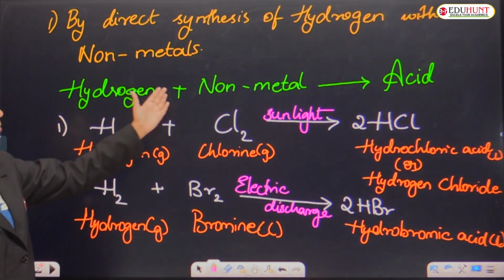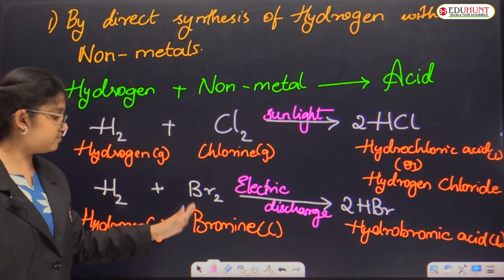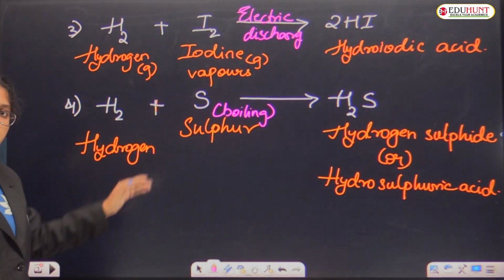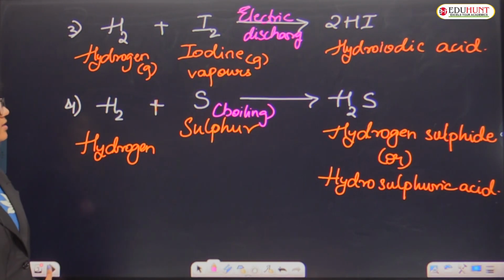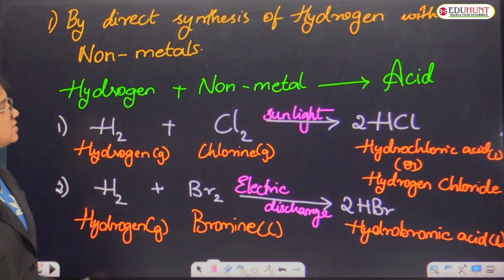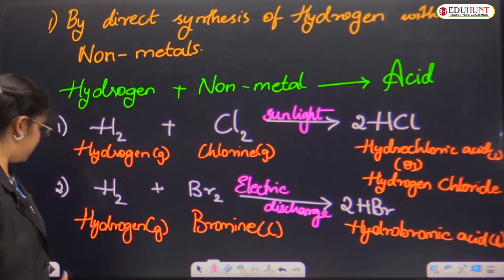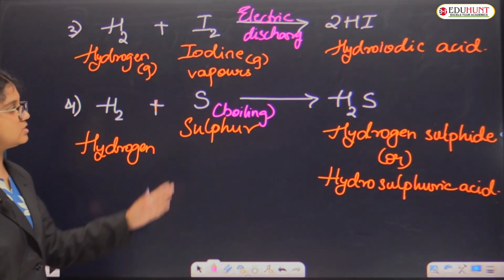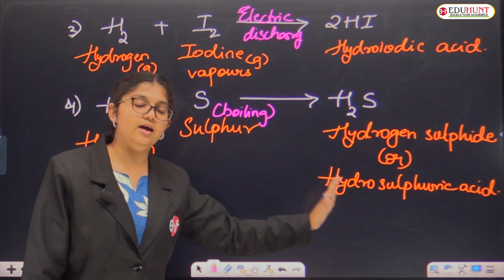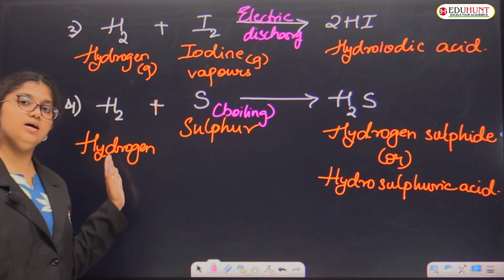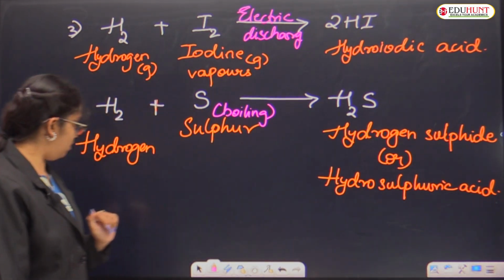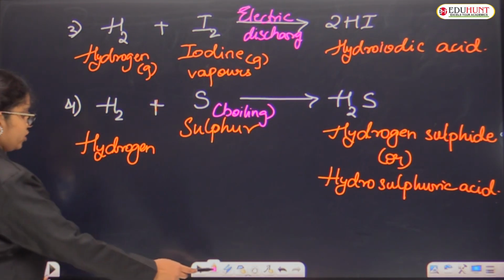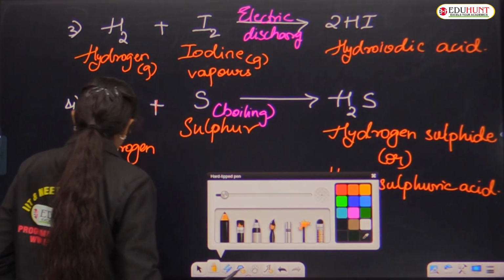Now, hydrogen H2, and non-metals such as chlorine gas, bromine, iodine and sulfur. These four are the taken examples for non-metals. And the following acids are HCl, HBr, HI and H2S. Clear, children? By this, we prepare the acids by direct synthesis of hydrogen with a non-metal. Here, a point to be noted, children. I want to give a note point over here for you.